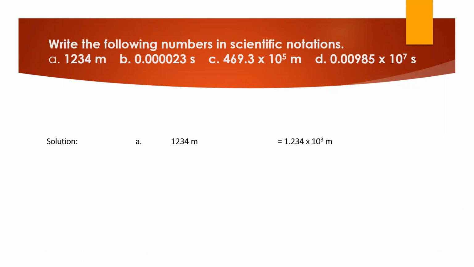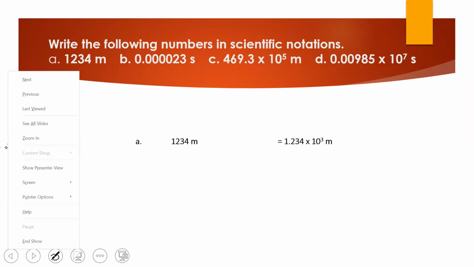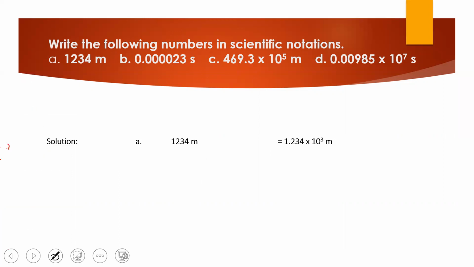So our first question is, write the following numbers in scientific notation. Part A is 1234 meters. So dear students, we will move the point from this point to this point, right? So the first question is 1234. It should be written 1.234 multiplied by 10 to the power 3, because the point moves 3 times.